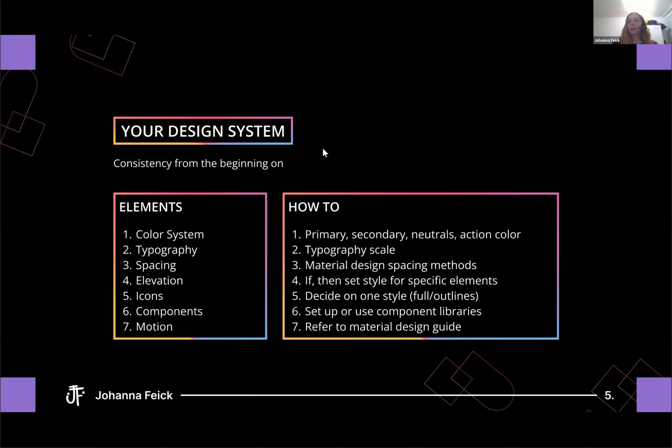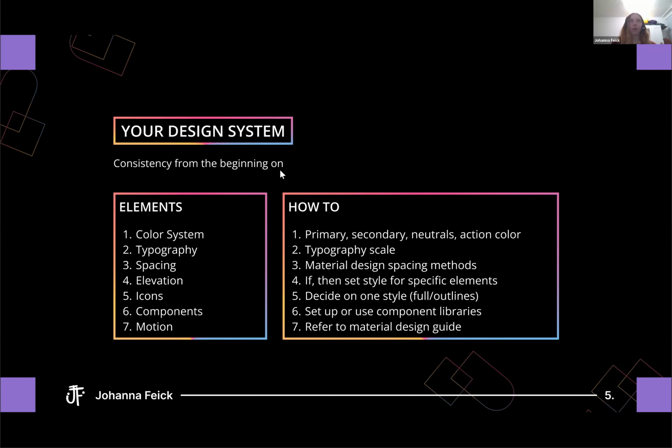When you build your design system, there are different elements that you have to consider. One is your color system. Usually people have a primary color, sometimes a secondary. I have very, very rarely seen a third main color. Usually you just stick to two. And some neutrals that you can use for text color, for background color, and some action colors or status colors.